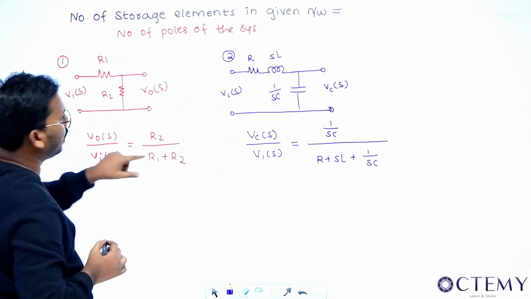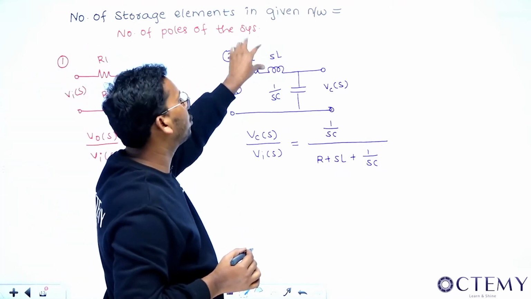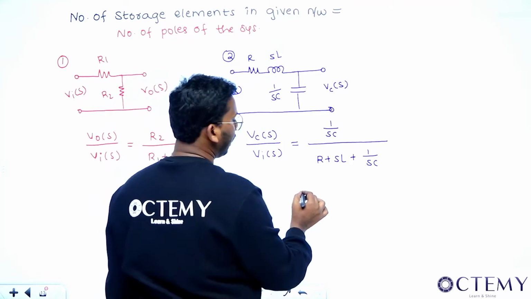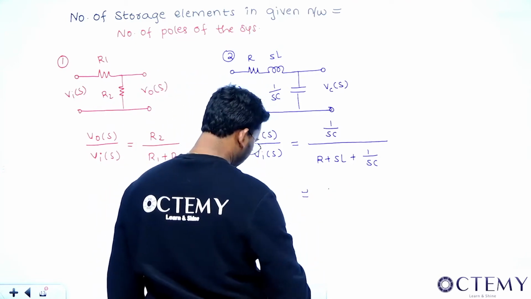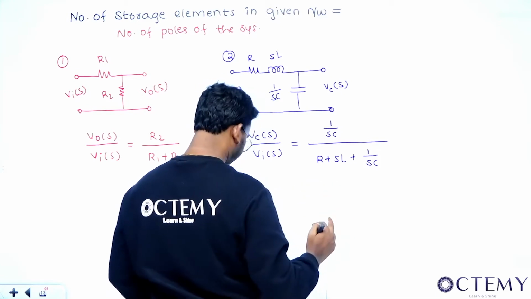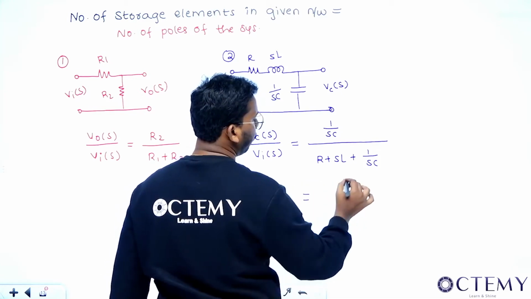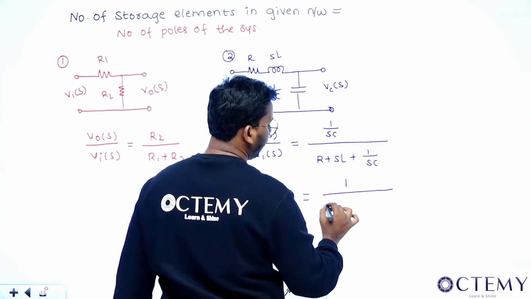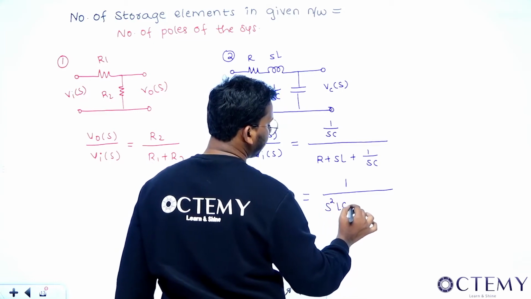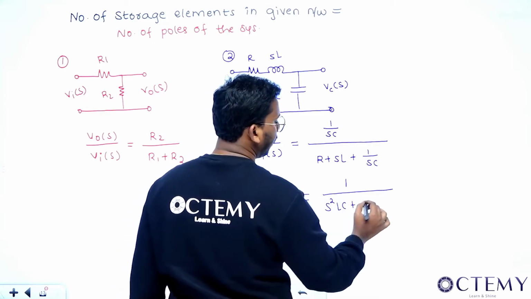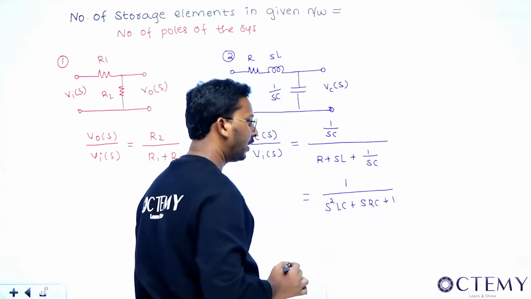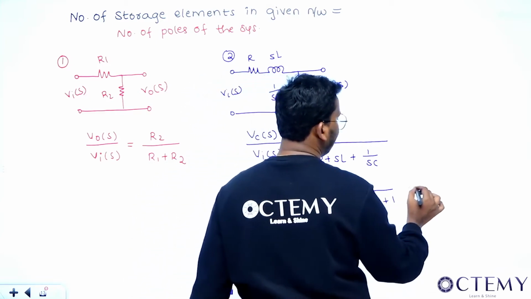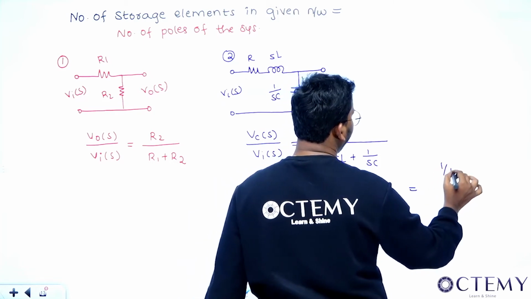Same thing I have done, R2 by R1 plus R2. Here also, so it will become like this. So see sir, that will become 1 divided by, because that 1 will get cancelled, 1 divided by S square LC plus SRC plus 1, or you can also write this as 1 by root LC square.